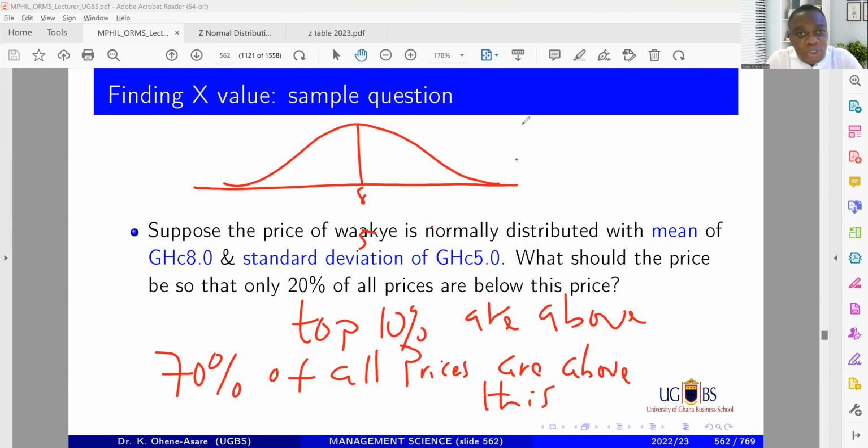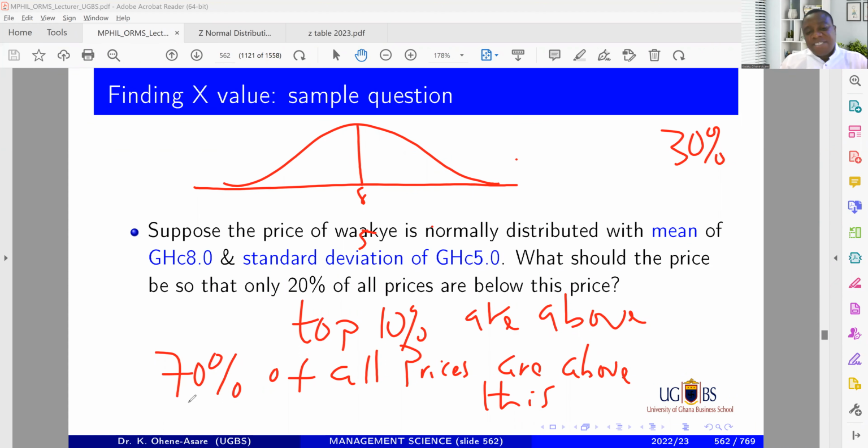Okay, so let me ask you. In general, based on what you have said, what value are we going to read on the table? We are going to read the value for 30%. Okay, so she says we are going to read 30%, which is 0.3, and then match that with the Z. Now let's try to get it.